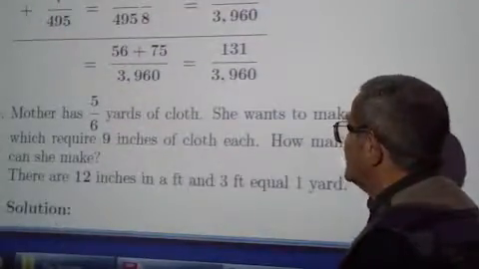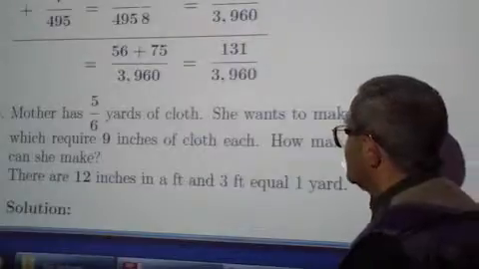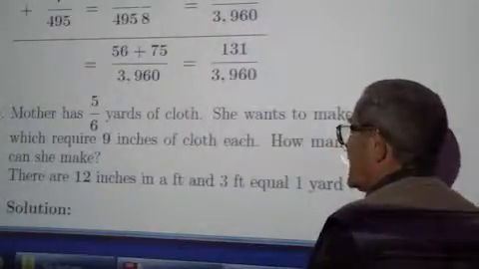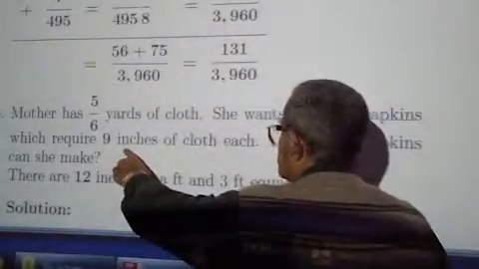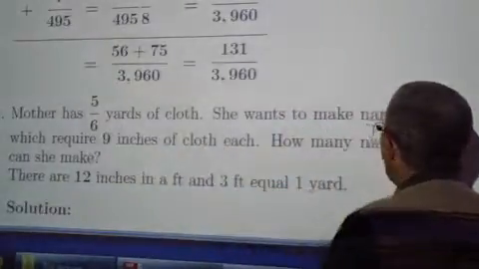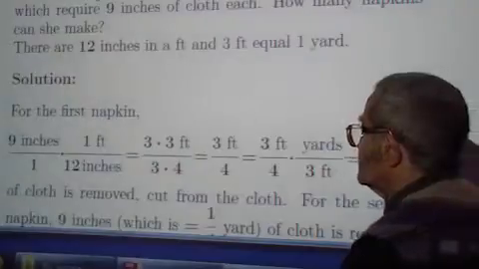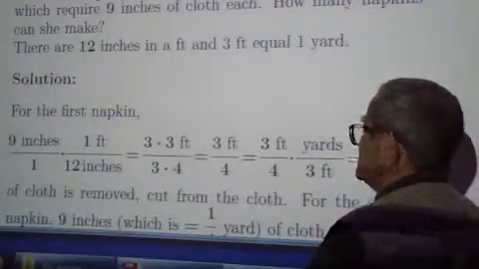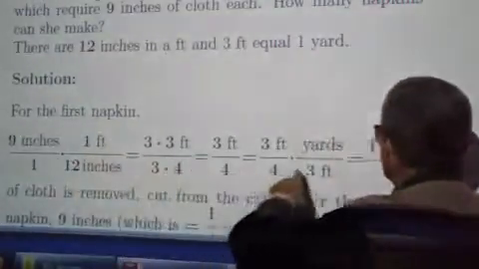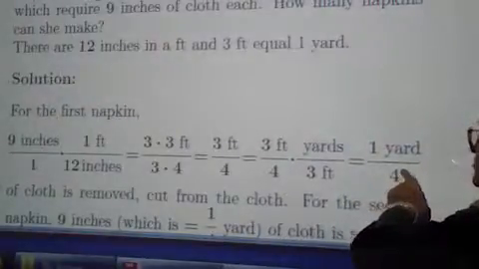Now, mother has 5/6 yards of cloth, and she wants to make napkins. They require 9 inches of cloth each. How many napkins can she make? Well, the first thing we want to do is get common units. 9 inches is how many yards? A quarter of a yard.